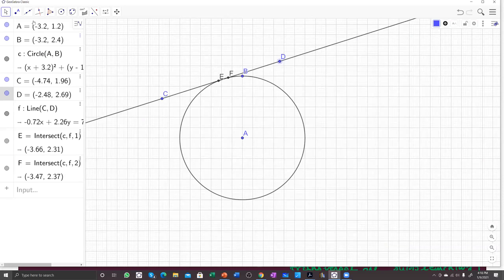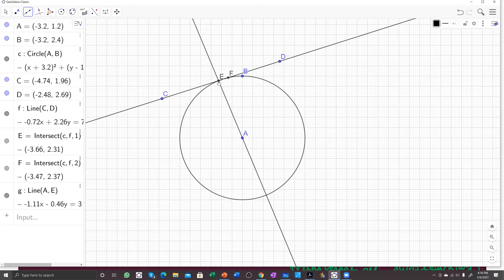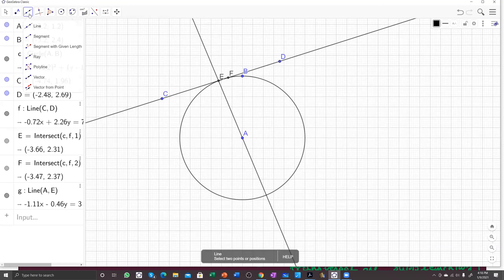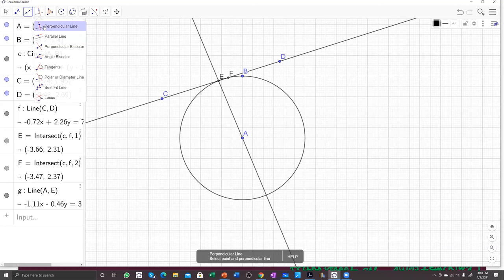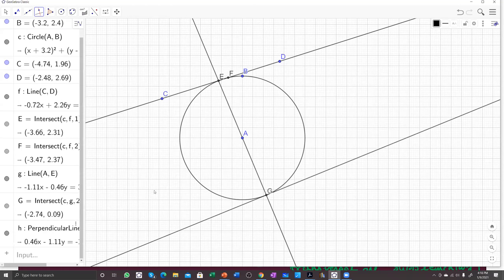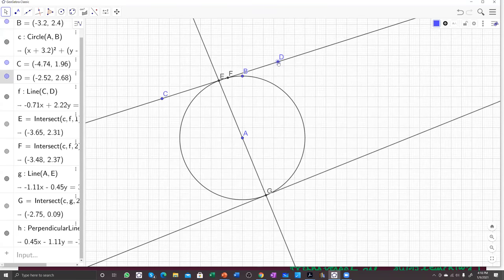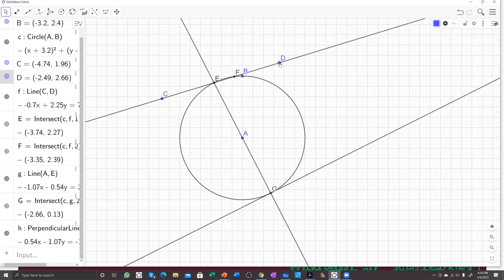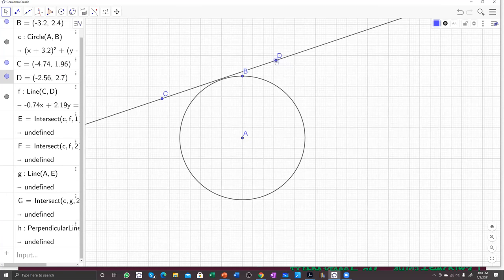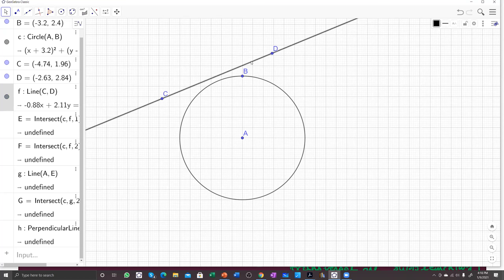So let's say if I draw a line from A, let me draw a line perpendicular to this. So you can keep rotating point D. Sorry, I did not do this part. If you change D, it is not becoming the tangent. Okay, never mind, let me prove it.